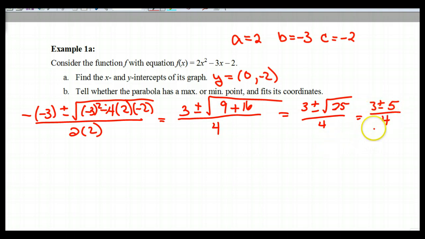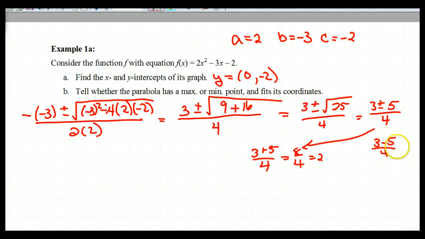So we got two possibilities here. 3 plus 5 over 4, which is 8 over 4, which is 2. And 3 minus 5 over 4, which is negative 2 over 4 or negative 1/2. Okay, so our two x-intercepts are 2, 0, and negative 1/2, 0.